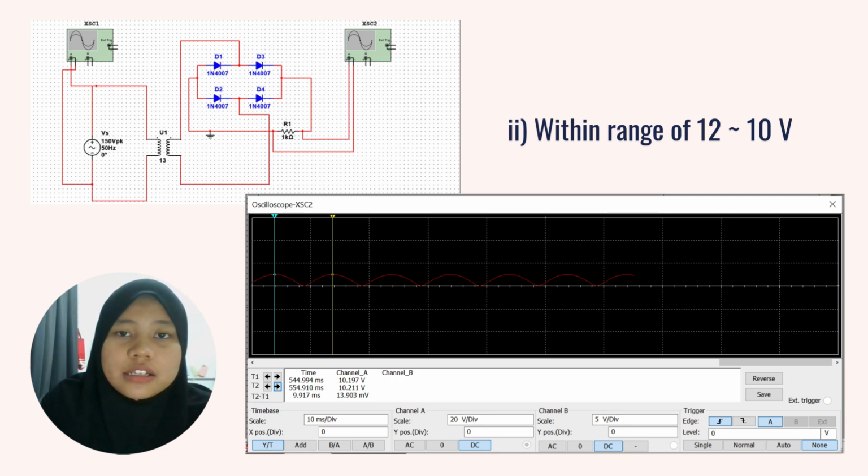And then I run the simulation, adjust the oscilloscope to capture the waveform, and verify the peak voltage is approximately 10.21 volts, which falls within the 12 volts to 10 volts target range.